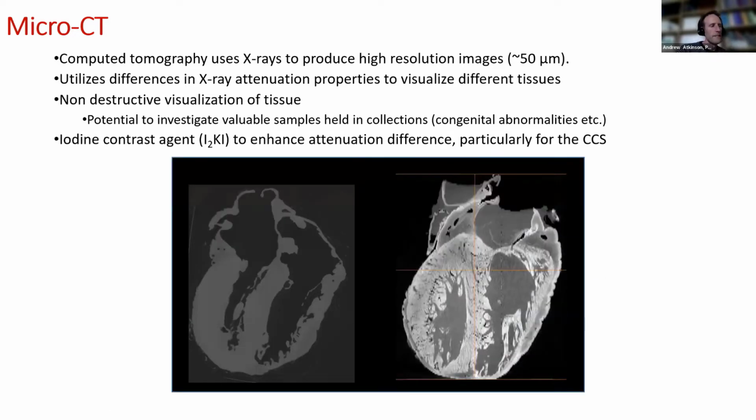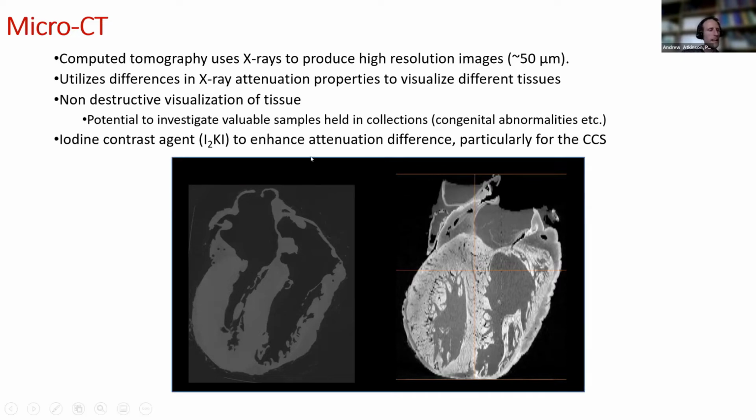As I said, we rely on the attenuation difference to identify our tissues, and for this we can use various contrast agents. The main one that we use for looking at general myocardium and the conduction system is an iodine-based contrast agent. The hearts are basically just immersed into this contrast agent for potentially up to 3 weeks to allow diffusion through the myocardium, depending on what features we're particularly interested in seeing with the scan.